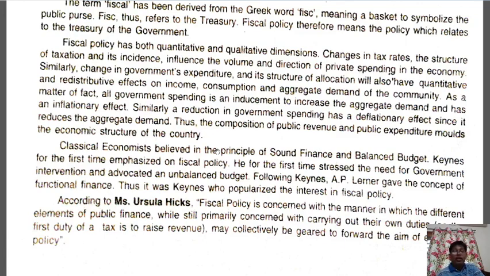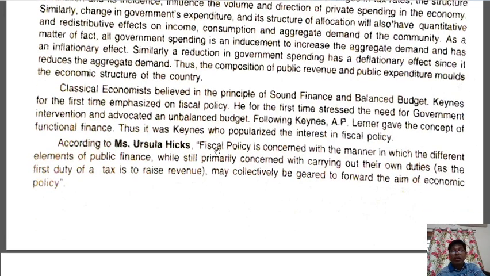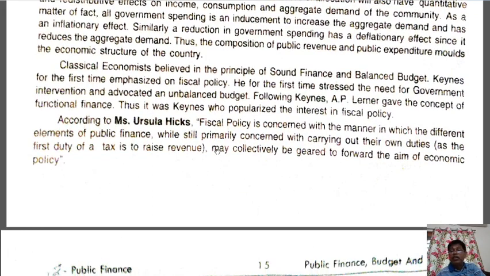As a matter of fact, government spending increases aggregate demand and has an inflationary effect. At this time, classical economists believed in the principle of sound finance and a balanced budget. Keynes, for the first time, emphasized fiscal policy. He stressed the need for government intervention and advocated an unbalanced budget.